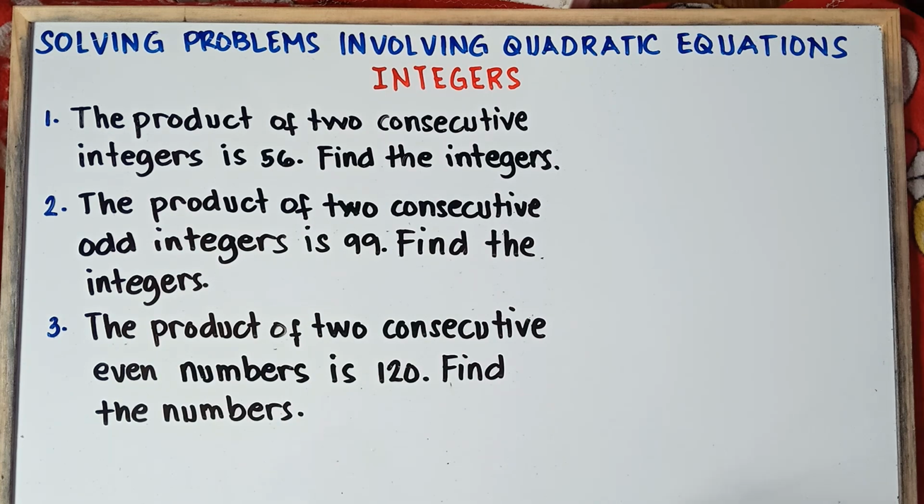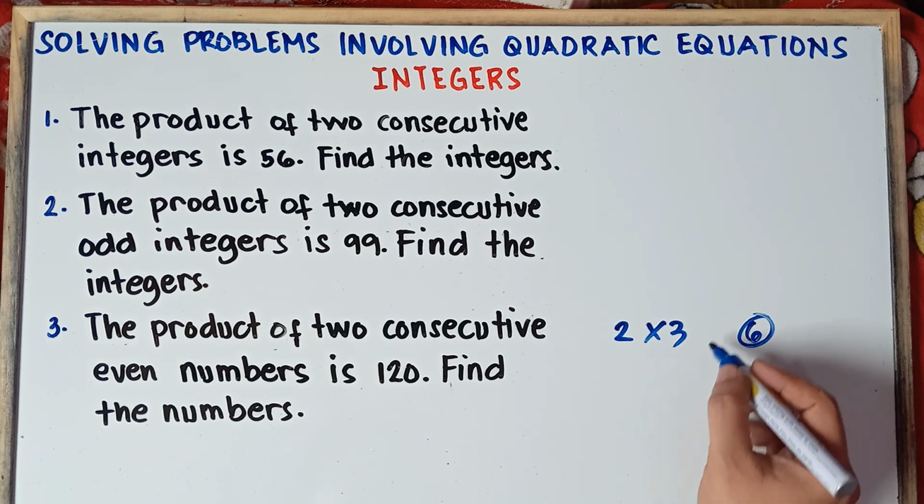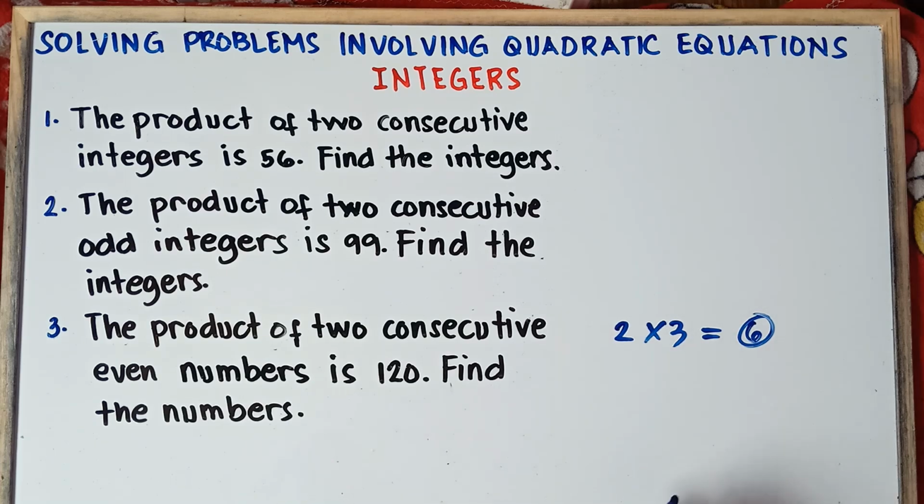Example, what is the product of 2 and 3? Of course, our answer is 6, right? Why is that, sir? Because 2 times 3 is equal to 6. The word product is the answer when you multiply numbers.